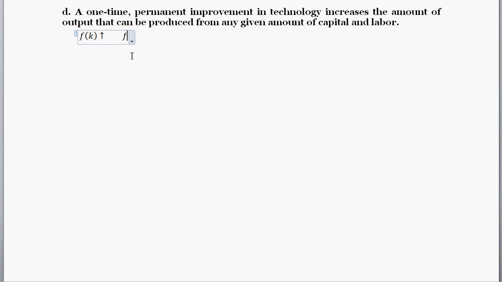So that there was some initial level of output per worker. We're going to call this production function f sub 1 of k. And now there's a new one that's even more productive. We're going to call it f sub 2 of k. So our production function has improved. The technology is better. So how do we show that in the Solow model diagram?